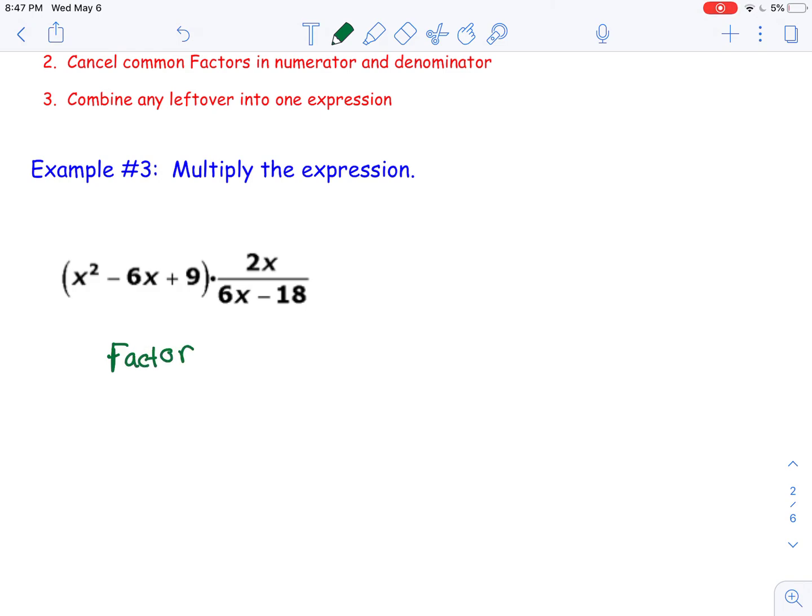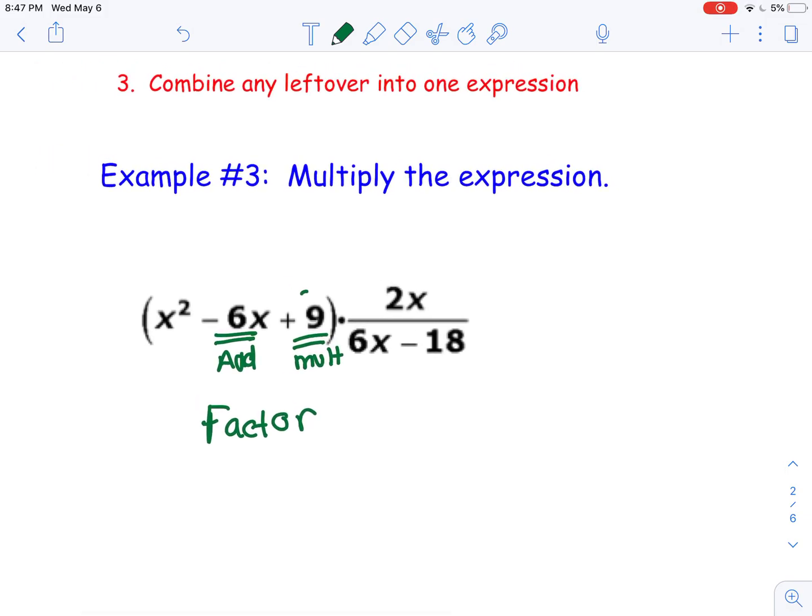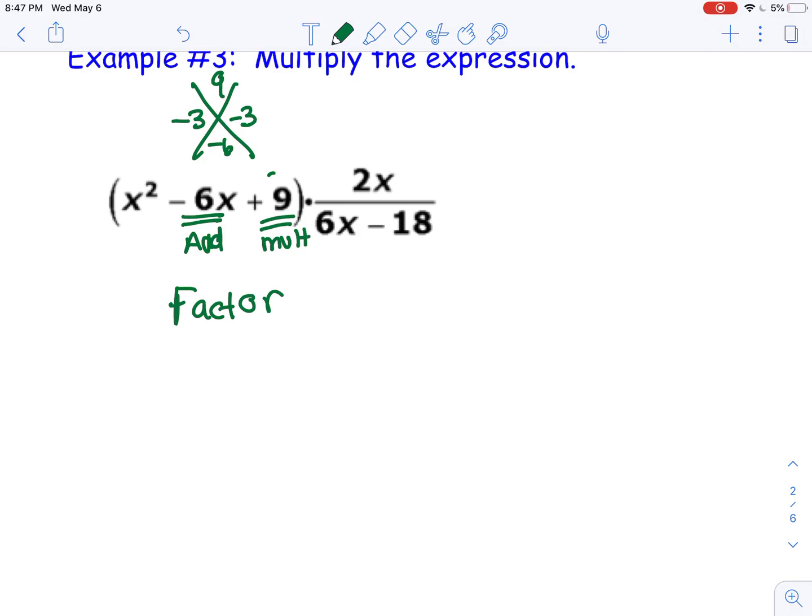So when I factor x squared minus 6x plus 9, I have to think what multiplies to 9 and adds to negative 6. So this is thinking back to our factoring skills. So I know negative 3 times negative 3 will give me a positive 9. Negative 3 plus negative 3 will give me a negative 6. So I can go ahead and I can factor this. I'm going to get x minus 3, x minus 3.